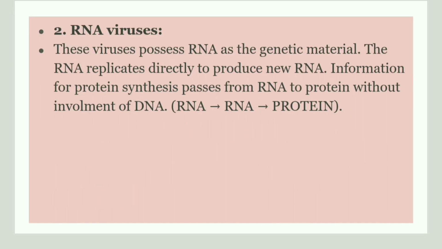The next category of viruses is RNA virus. RNA viruses are the viruses in which RNA is the genetic material. In this case, it replicates and produces RNA, so from RNA, again RNA is produced. For protein synthesis, the RNA passes the information directly. That is, it produces the proteins without the involvement of DNA. So the path is RNA to RNA and from RNA to protein.